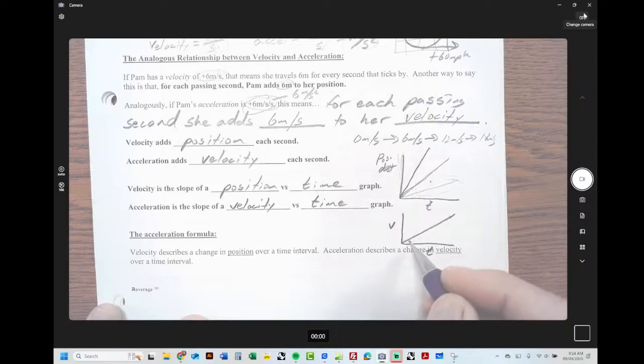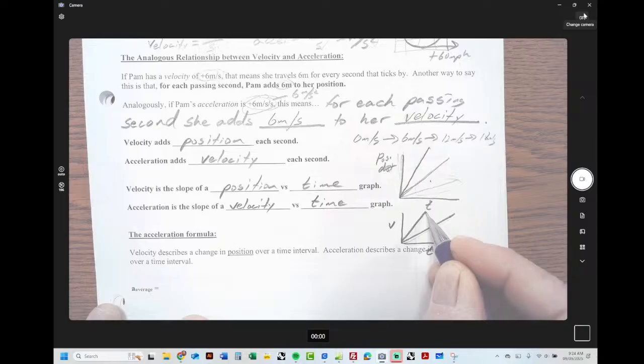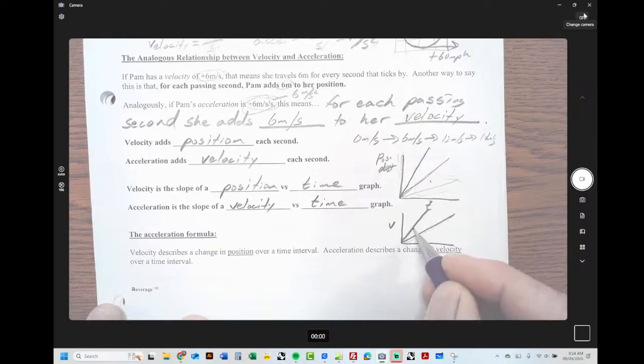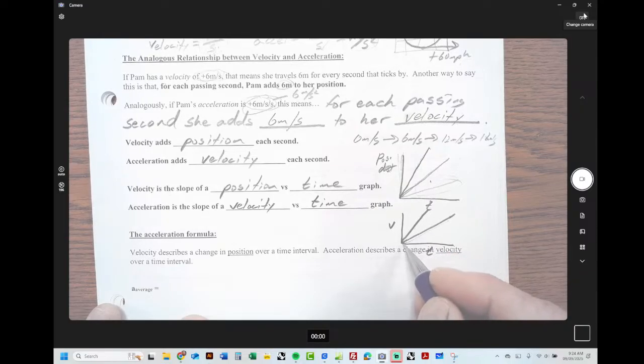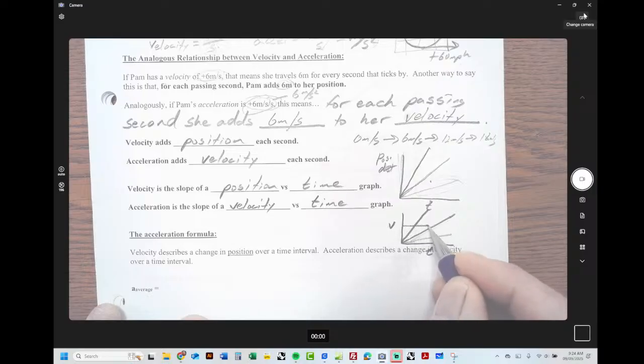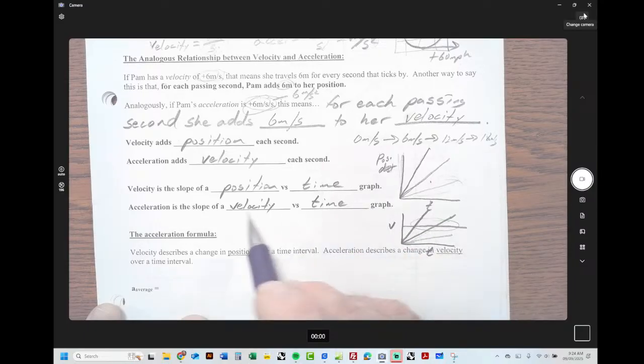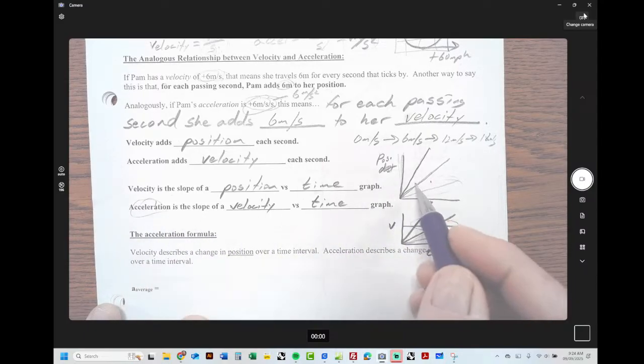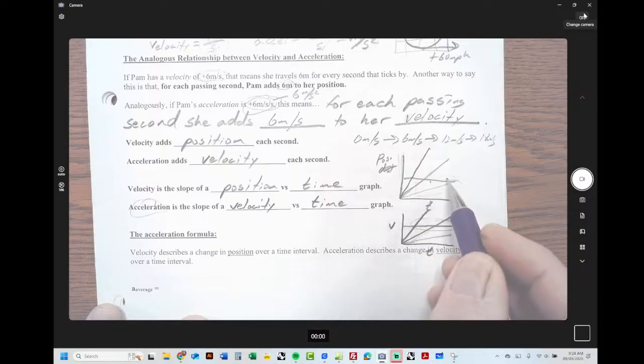Would this be acceleration, yes or no? Would this be slower acceleration or faster acceleration? Faster, because it's a steeper slope. This would be slower acceleration. This would be no acceleration at all, same velocity the whole time. So if you can calculate the slope, then you've got the acceleration. If you calculate the slope of this one, you don't have acceleration, you have what?